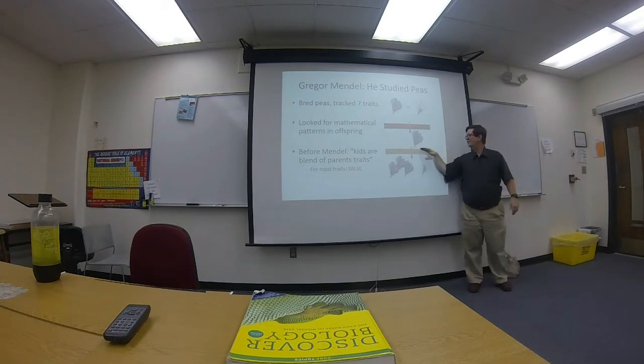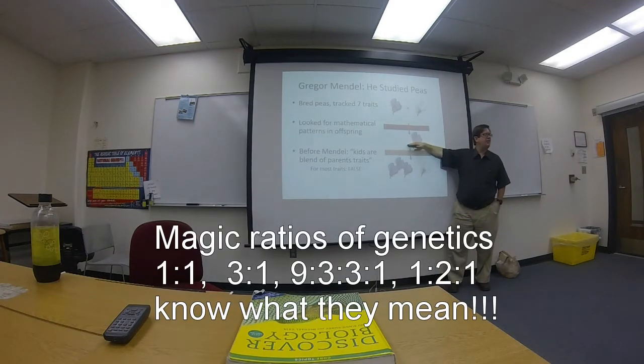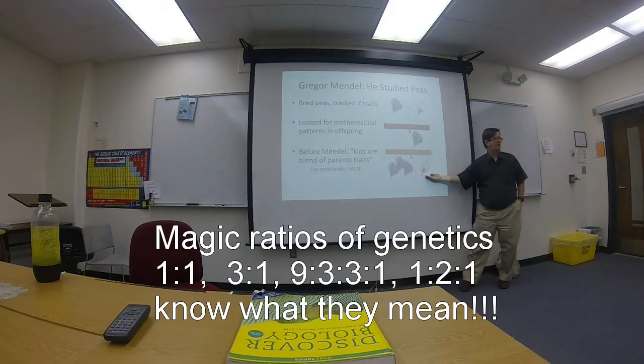So what happens? You breed two of these together, and you're going to end up with a 3-to-1. And then, when he breeds two of these together, the next generation, the white comes back.